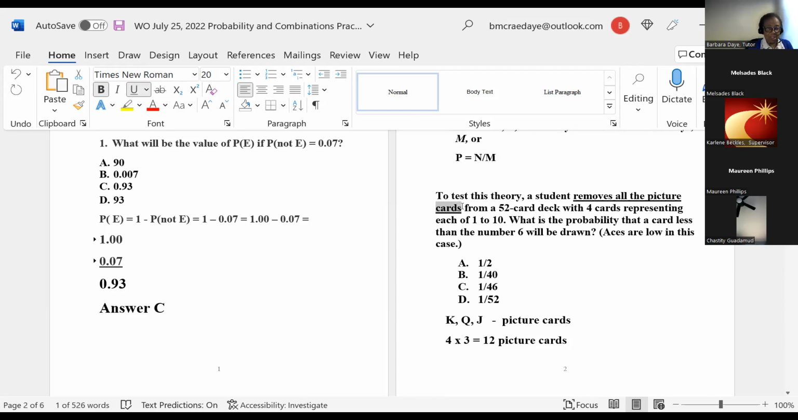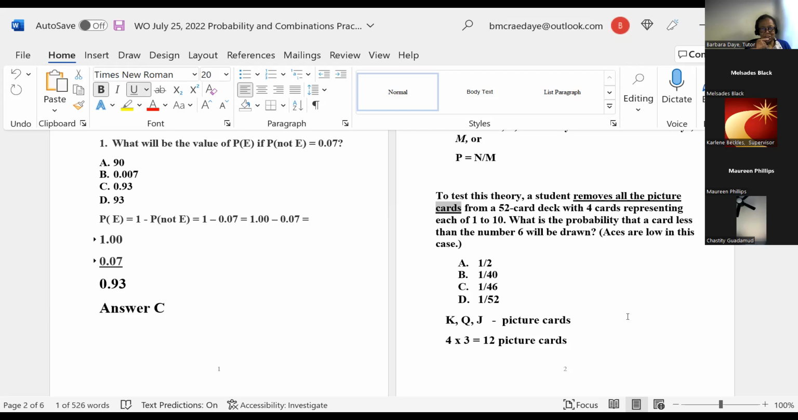Okay, like a king on a king, a queen on a queen, and a jack on a jack. You got it? Yeah. Four cards in each of 1 to 10. So you must take out all the picture cards. Yes, remove all the picture cards. So how many, Maureen? Tell Mercedes how many picture cards total. There's 12 picture cards.